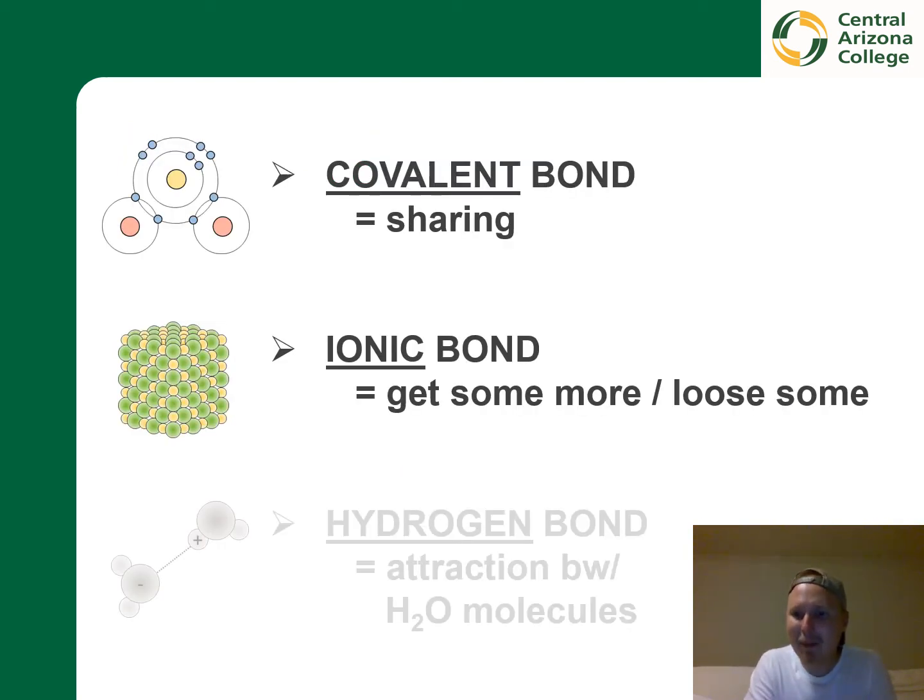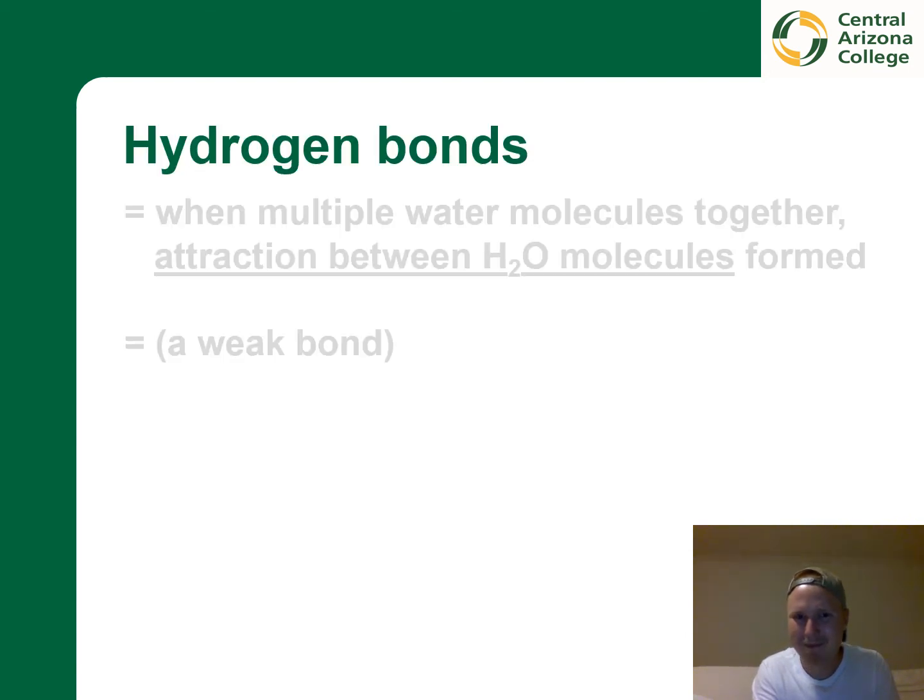The last type of bond that we will be discussing in this video is hydrogen bonds. And I have a definition for this too, but let's take a step backwards and consider why we would have a special type of bond for water.